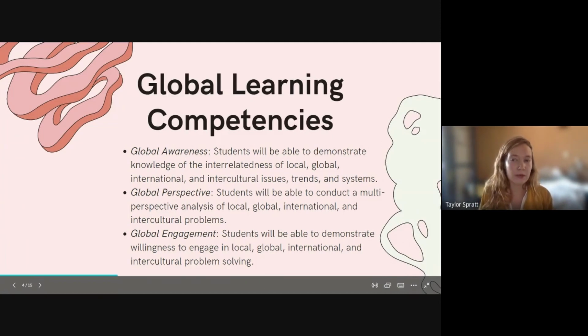The second competency is global perspective. Students will be able to conduct a multi-perspective analysis of local, global, international, and intercultural problems. And the third is global engagement. Students will be able to demonstrate willingness to engage in local, global, international, and intercultural problem solving.